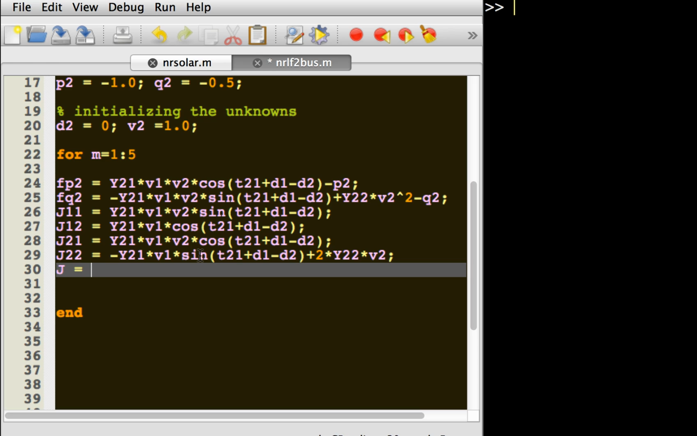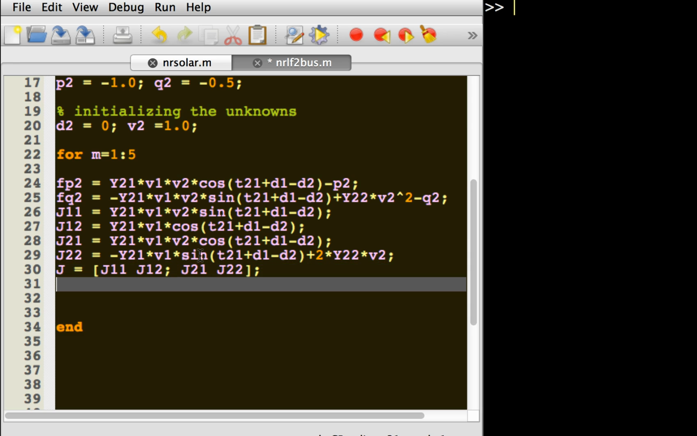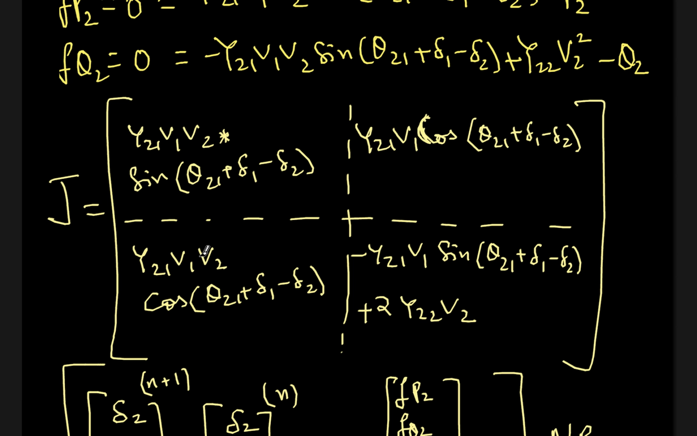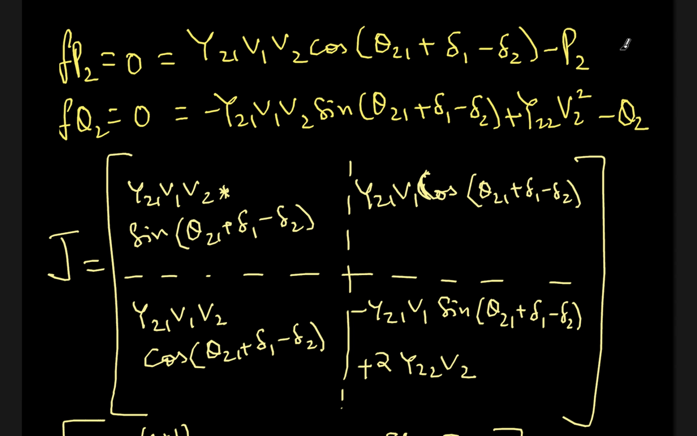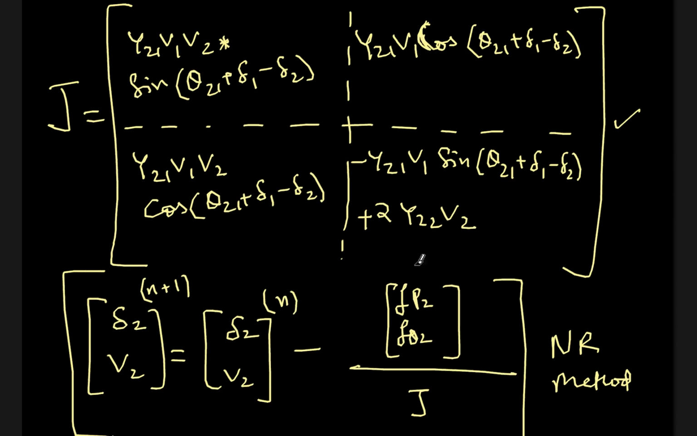Finally, I can form my Jacobian matrix just by taking J11, J12 in the first row, followed by J21, J22 in the second row. So this completes my J matrix. So I have done this, and this one I have done, and all the 4 elements I have done. So the next step to program is this one.